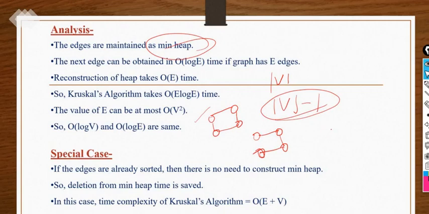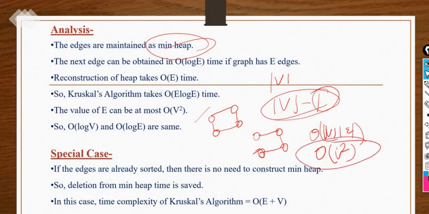So it depends on the number of vertices and the number of edges. I can write it in theta form or big O, it's up to you. I'm writing big O to show the worst case. With V as the number of vertices, the edges are V minus 1, where 1 is a constant, so you can write V squared. So order of V squared is the time complexity in the case of Kruskal's algorithm.